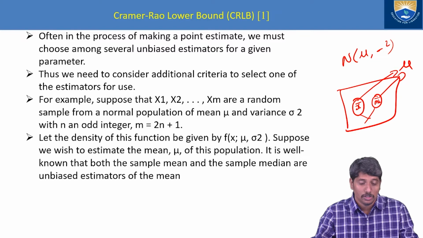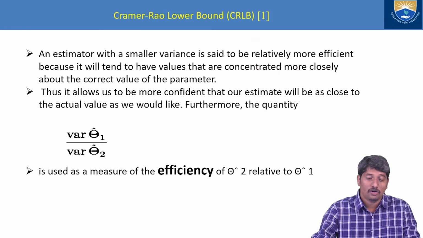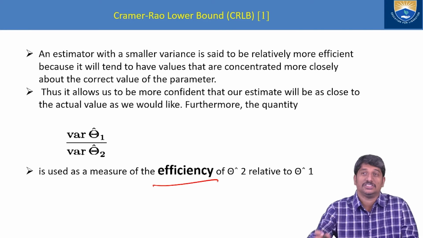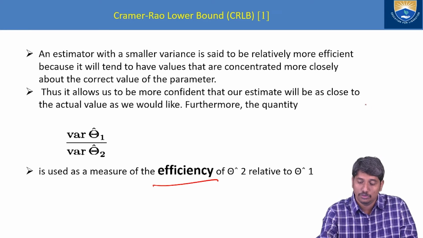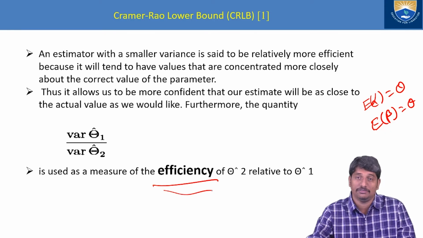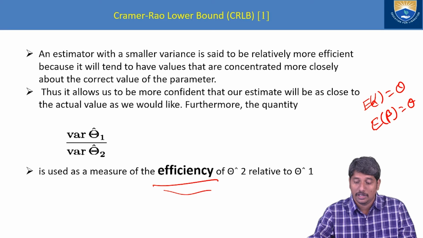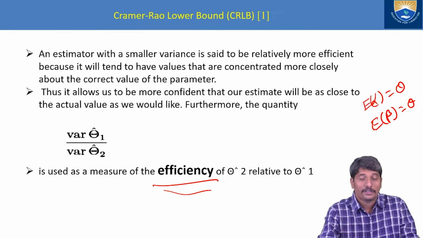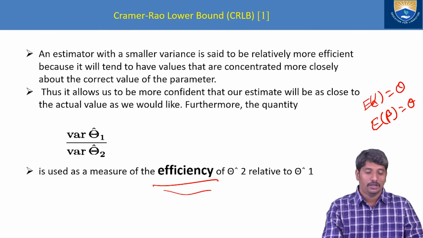That is the challenge. So we need one more criteria. That is called efficiency. That means when there are two or more than two unbiased estimators of parameter theta, say alpha comma beta, to pick the best one, we will take the help of efficiency. We will check which is more efficient when compared to the other, and basing on that, we will decide whether alpha is to be picked or beta is to be picked. What is efficiency? Let us look into the details.